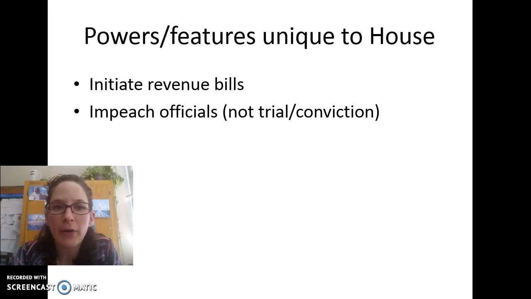They also have the power to impeach an official. So if we are concerned about an official and their activities being illegal, then the House has this power to represent us and charge those people with a crime. But they don't have the unique power to actually convict. That's left to the Senate, the more elite chamber.